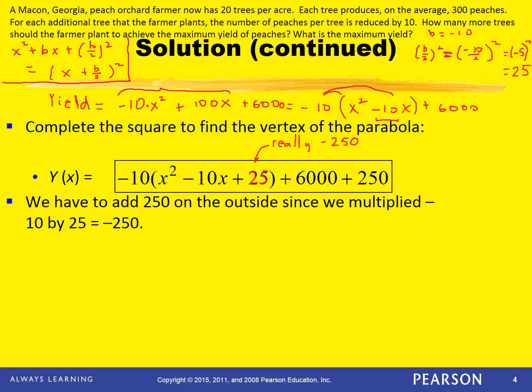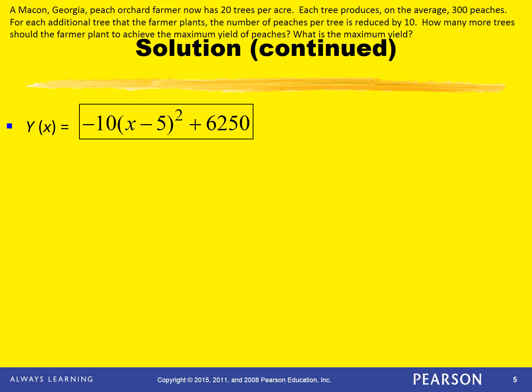Yes, we have added 250 on the outside because we multiplied negative 10 by 25, which is the negative 250. And then inside the parentheses is just going to be x minus 5 with squaring on the outside. Negative 10 is out there. We have added those constants, the 6,000 and the 250, and we now have vertex form.